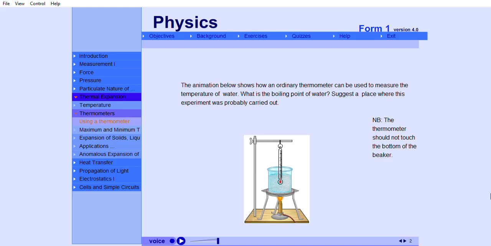The animation below shows how an ordinary thermometer can be used to measure the temperature of water. What is the boiling point of water? Suggest a place where this experiment was probably carried out. Note carefully that the thermometer should not touch the bottom of the beaker.